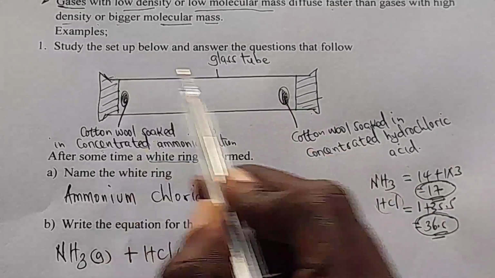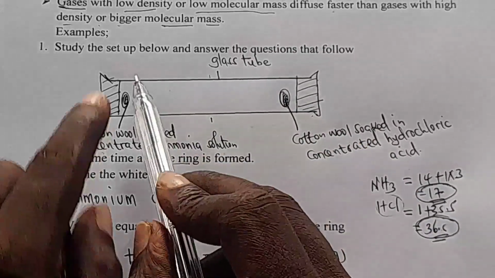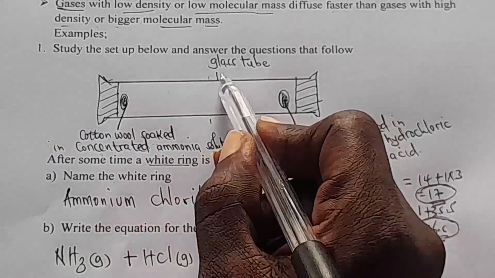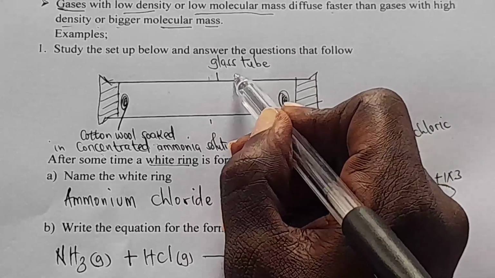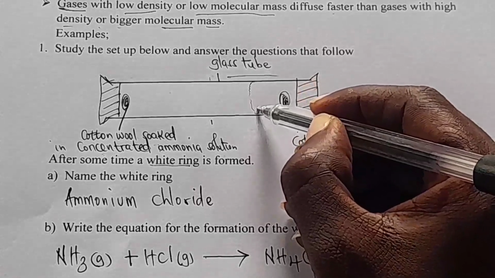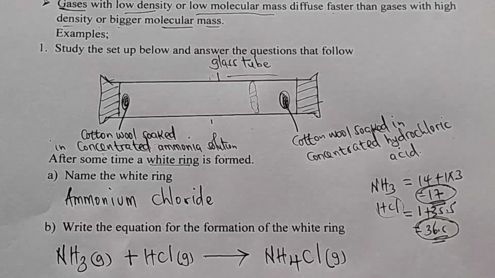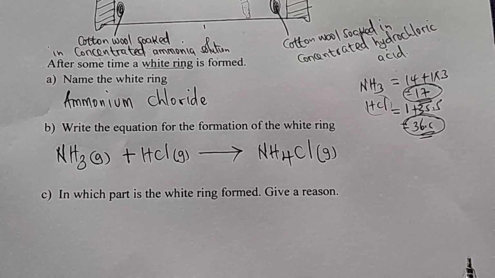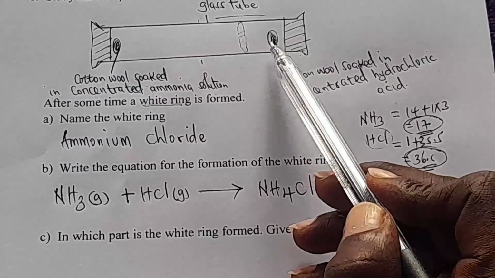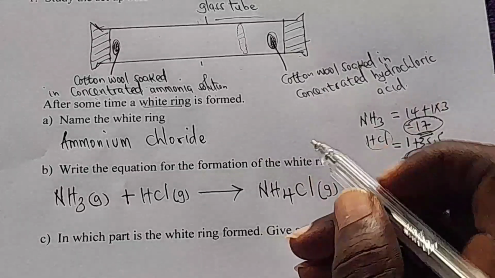If you see the distance here, let's just assume this is the center. Ammonia diffuses faster than hydrogen chloride gas, so it will pass the center and meet the hydrogen chloride somewhere here. So we can have a ring. If we are told to draw a ring, something like that. But here we are told in which part the ring is formed. So we can say it is formed near the cotton wool soaked in concentrated hydrochloric acid. That's our answer.